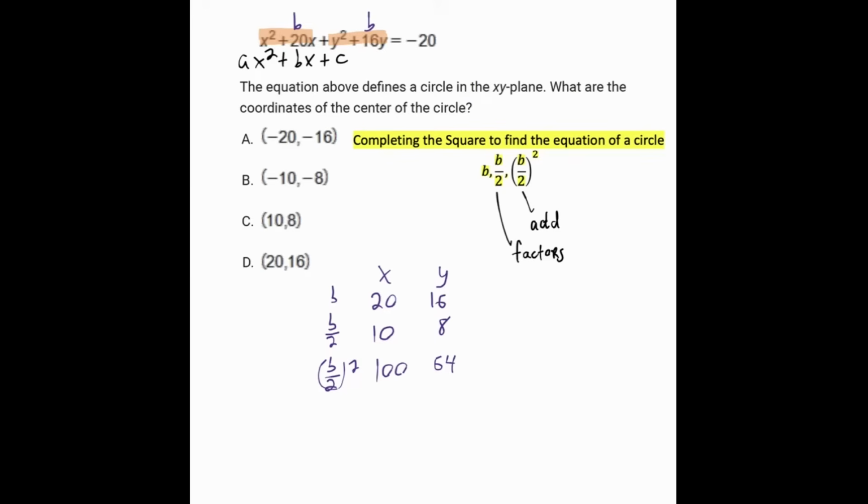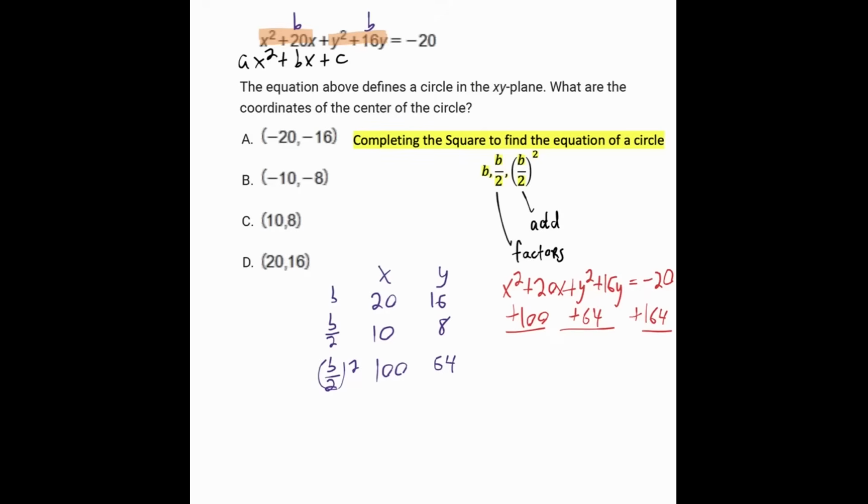So let's write out the original equation. X squared plus 20x plus y squared plus 16y is negative 20. And we know we're adding 100 for the x's. And we know we're adding 64 for the y's. Altogether, we just added 164 to the left side of the equation. So we now need to add 164 to the right side of the equation.